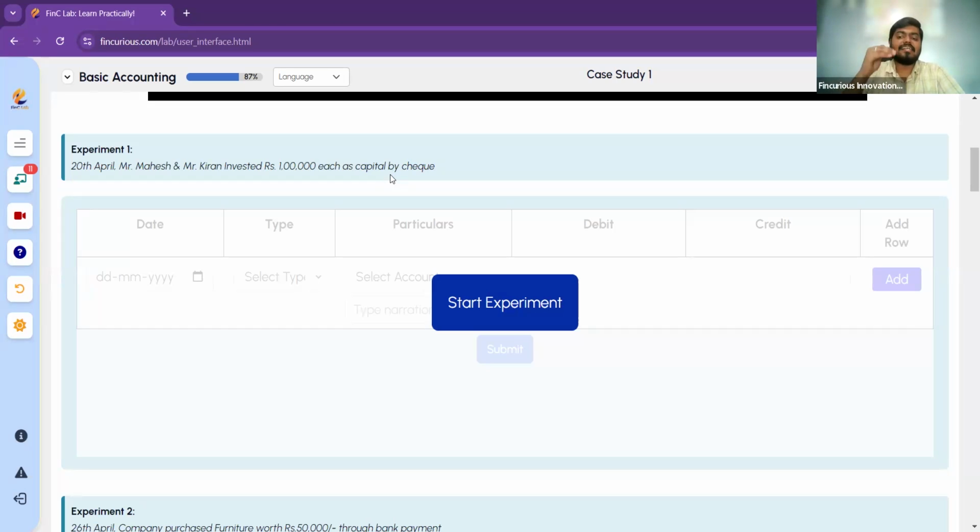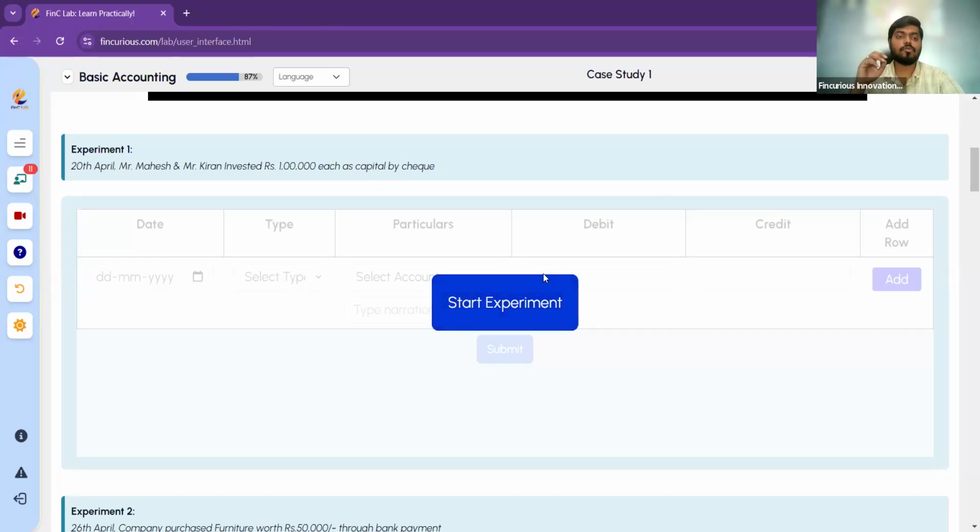If the asset is increasing, what do we need to do? We need to debit it. So the bank account would be debited. Then what do we need to credit? We need to credit the liability, because who is the liability here? In the company's point of view, Kiran and Mahesh are investing money, so those two people are liabilities only. So Mahesh capital account and Kiran capital account would be credited with 1 lakh, 1 lakh. Bank account would be debited with 2 lakhs. So let us start doing that with an experiment.